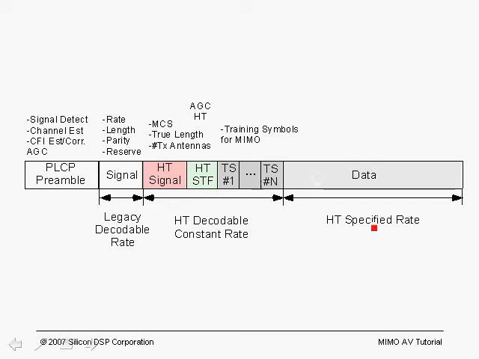The rate of the high throughput data is determined by the high throughput signal field, which we discuss in a separate section. The key point here is that prior to being able to demodulate the data, we have to obtain an estimate of the H channel in order for the MIMO equalizer to operate on the data after the FFT, and to be able to separate these spatial streams in the case of spatial multiplexing.